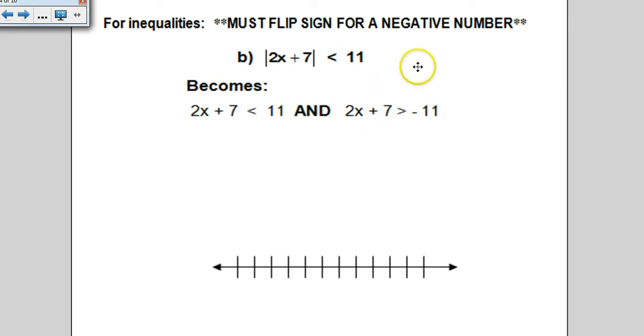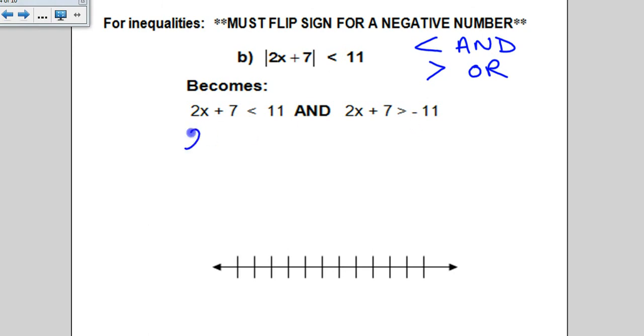Now the other thing I want you to write down really big on your notes somewhere is that less than problems are always and problems, and greater than problems are or problems. If you remember back from lesson 1.6, the graphs of ands and ors looked very different. Ands were in between the two numbers, and ors graphed outside of the two numbers generally, and we're going to see that happen. So on our example, the absolute value of 2x plus 7 is less than 11. The first problem, you just take off the bars, but for the second problem, we flipped the sign, made it a greater than, and then we negated the 11, made it a -11.